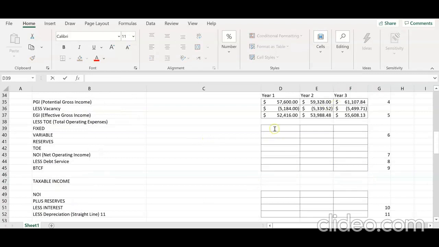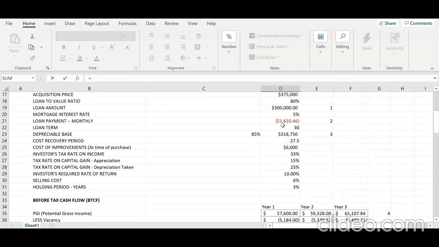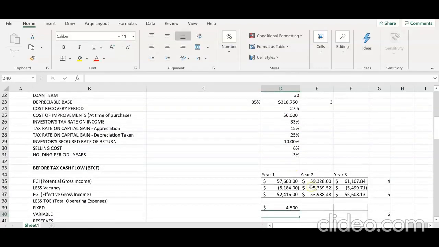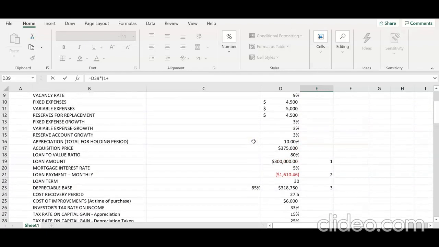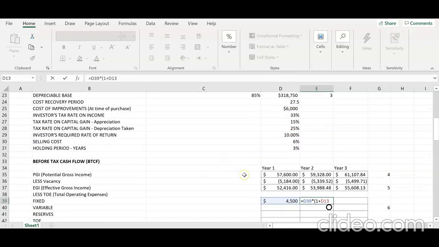To calculate the fixed expenses, we're just going to copy the assumption above, which is given here, the fixed expenses amount. After that, we're just going to copy the previous cell and then multiply by 1 plus the fixed expenses growth, and then we lock the numbers down.